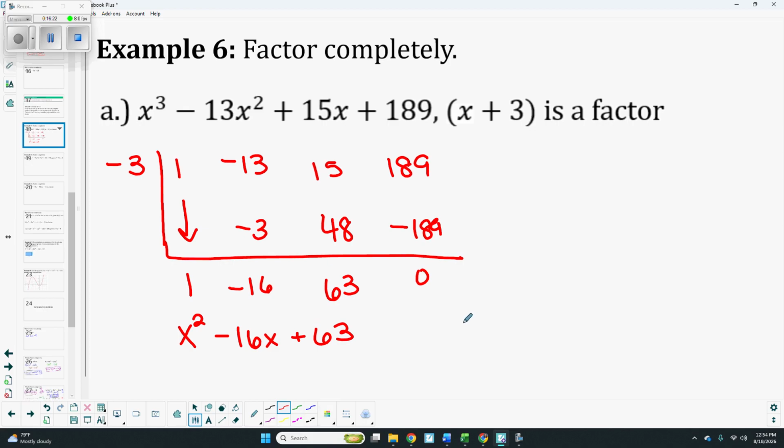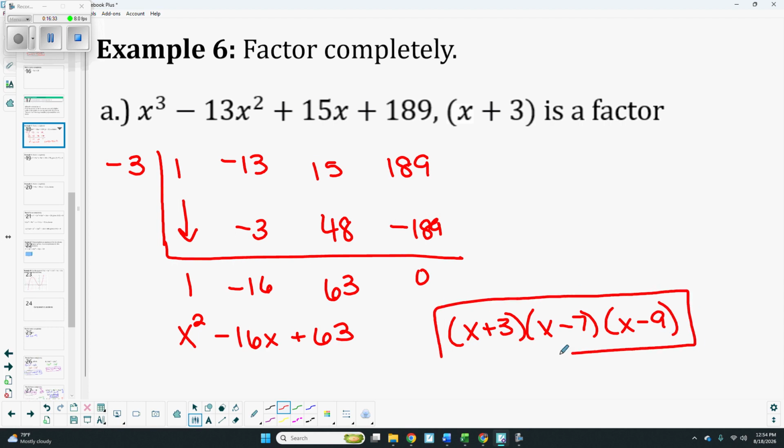So when I write my factored form, I need to include the factor they started with. I don't have to start with it, but I need to include it. So those are the 3 factors of this polynomial.